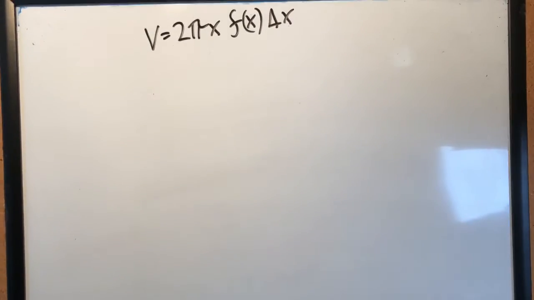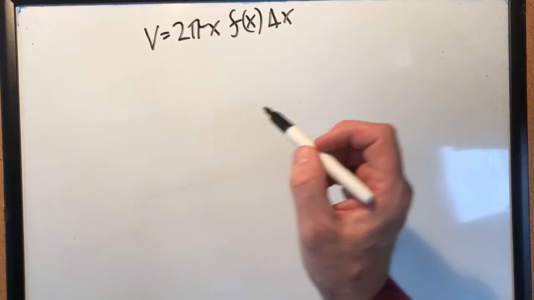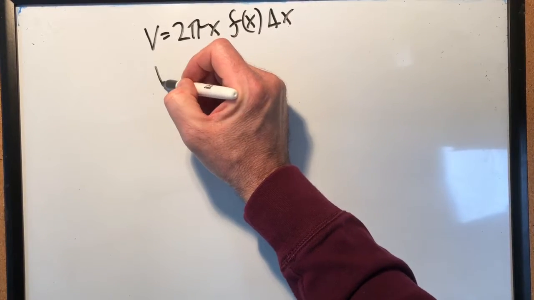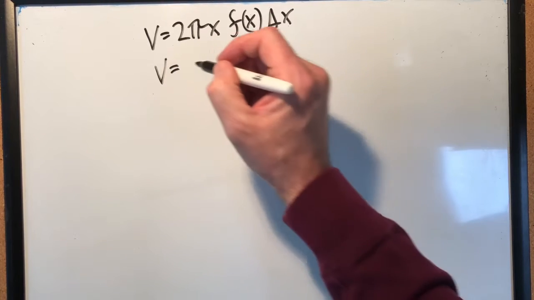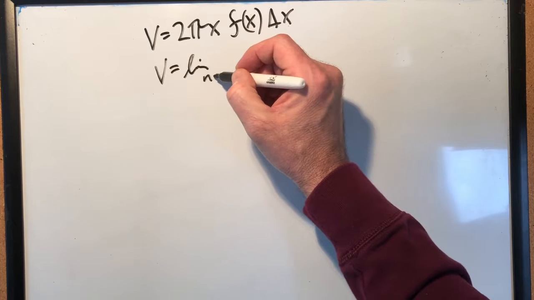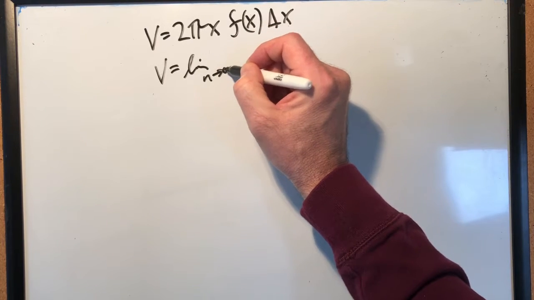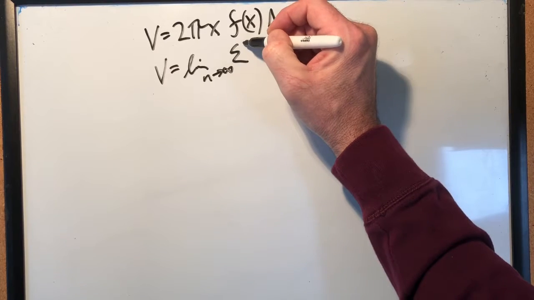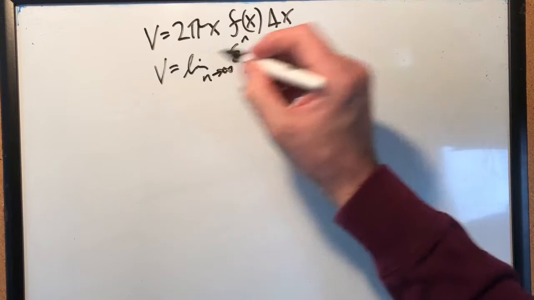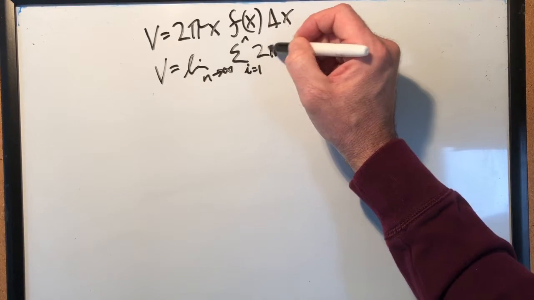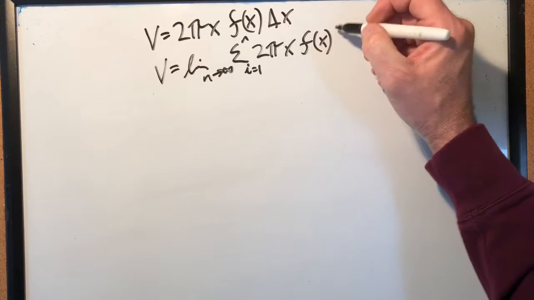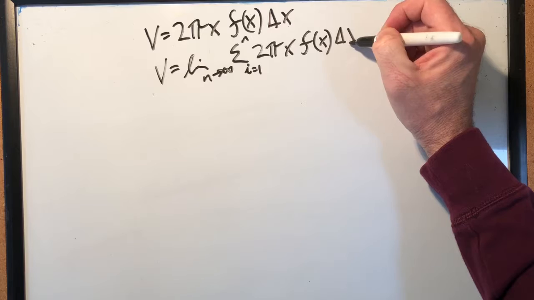Okay, and so what that looks like now is, and you can hear the airplanes going by, and that's why I kind of broke up the video before. If I put it in terms of a limit as n goes to infinity, the summation from i equals 1 to n, this fits right in there now. That is 2 pi x f of x and then delta x.